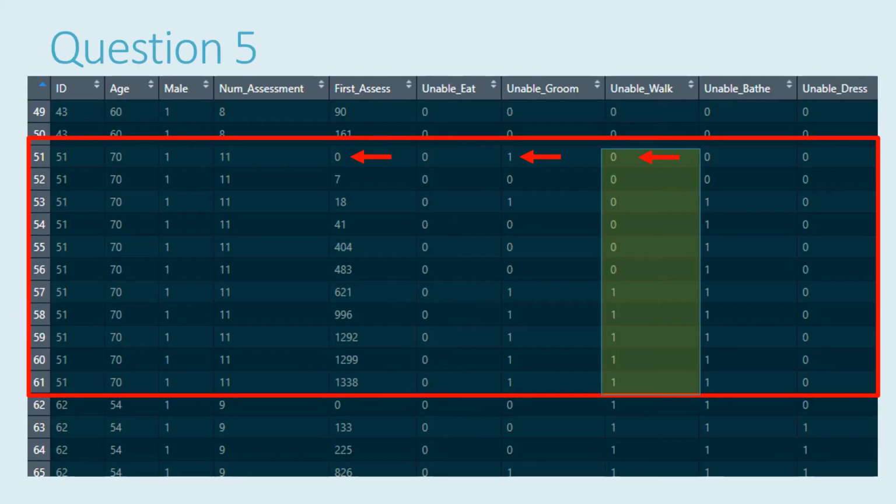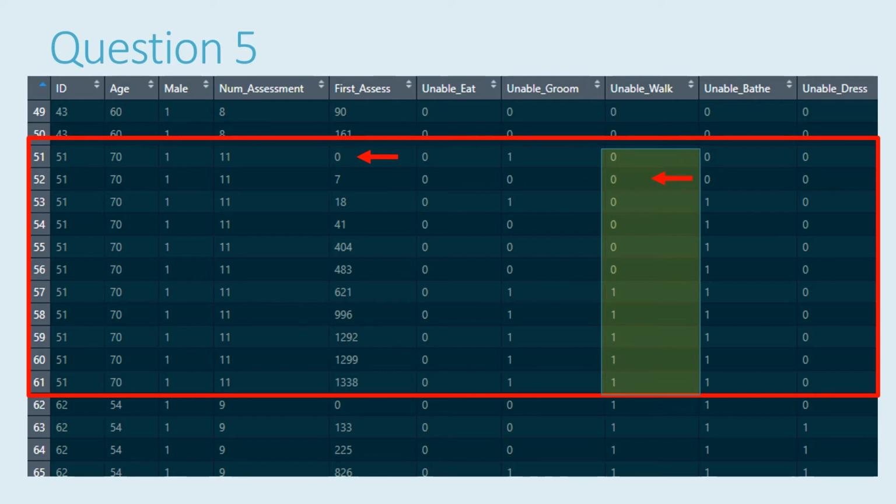We can think of our data as a time series. Every row for an individual patient is a point in time. So looking at this example, patient 51 was able to walk during their initial assessment, but unable to groom. 7 days after patient 51's initial assessment, they were still able to walk, but are now able to groom. 621 days after their initial assessment, they became unable to walk.